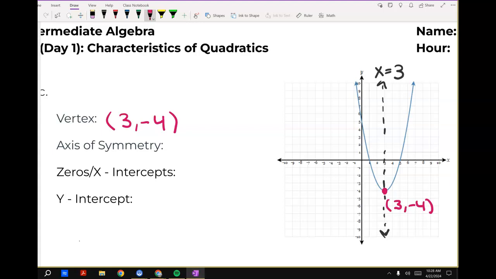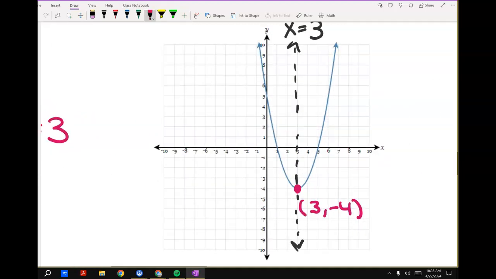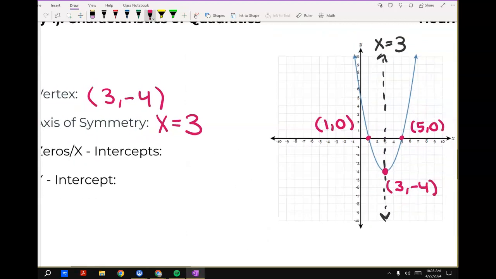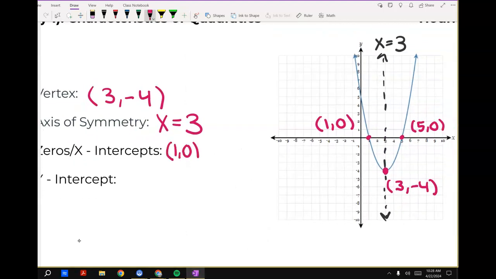Going to my zeros over here, we have (5, 0) and (1, 0). Then our y-intercept would be (0, 5). We're in the middle and just going up 5.